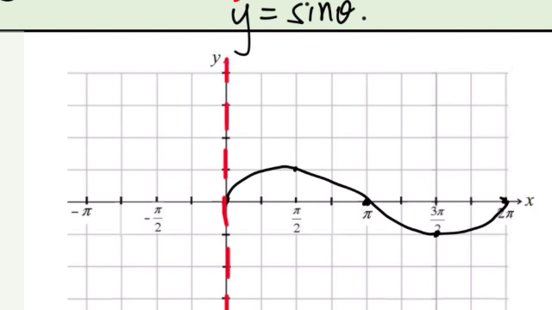And that makes sense because the cosecant is the reciprocal of sine. So what's the reciprocal of 0? Well, it's undefined, so that's why we get those asymptotes.